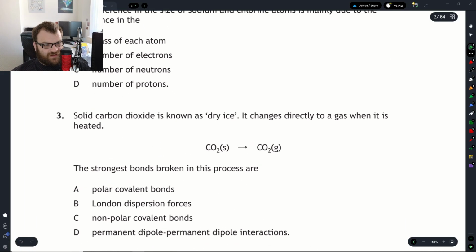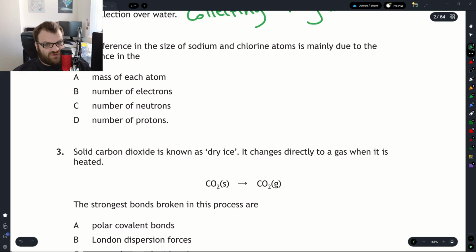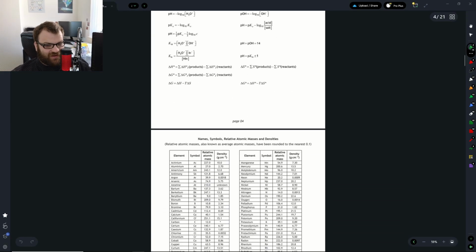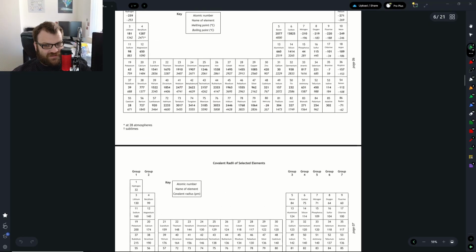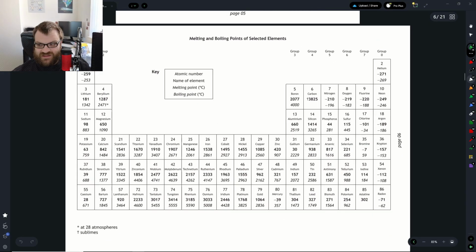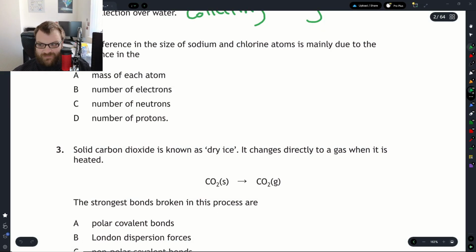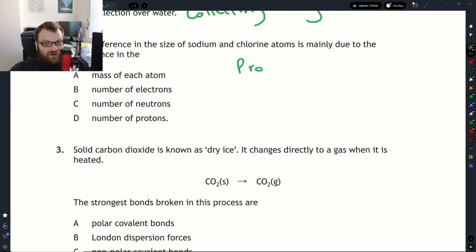Next one, we're asked about the difference in size of sodium and chlorine atoms. If you look in the data booklet, we want to check, are they in the same group or are they in the same period? You can see that we have sodium and chlorine in the same period. Any question asking about differences in the properties of elements going across a period, we are going to be thinking about the number of protons in the nucleus.